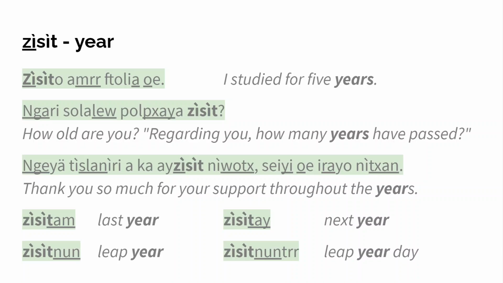And just two other random words. These are definitely sky people. There should be the sky people sign up there, but because the rest of the slide is about Navi stuff, not about sky people stuff, I didn't add it. But zisit noon, leap year, and zisit noontr, leap year day, should of course be for sky people only. The Navi don't have that concept.